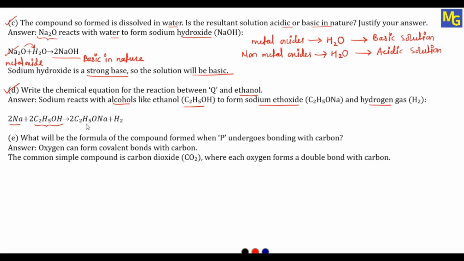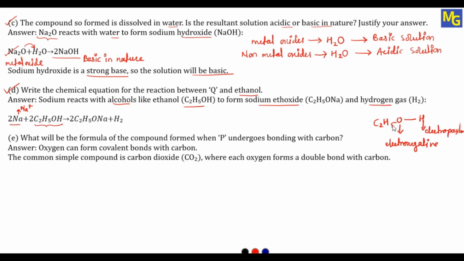So here we are getting sodium ethoxide. How did we get this sodium ethoxide? As we know sodium is a metal, so it will form Na+. And in this alcohol, you can see C2H5O and there is a bond between O and H. Here O is more electronegative because it will give a negative ion, and hydrogen is electropositive.